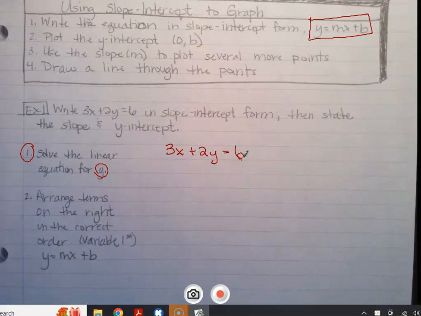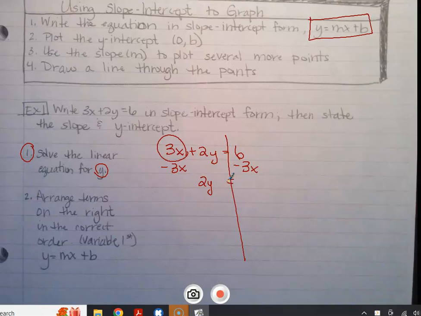What do we need to do first in order to get y by itself? We cannot divide by 2 yet. We could subtract 2y, but then we're going to have to move the 6. It would be more work. The easier thing would be to move this term to the other side first. So subtract the 3x, because it'll move it to the right side of our equation. So then we're left with 2y equals what?